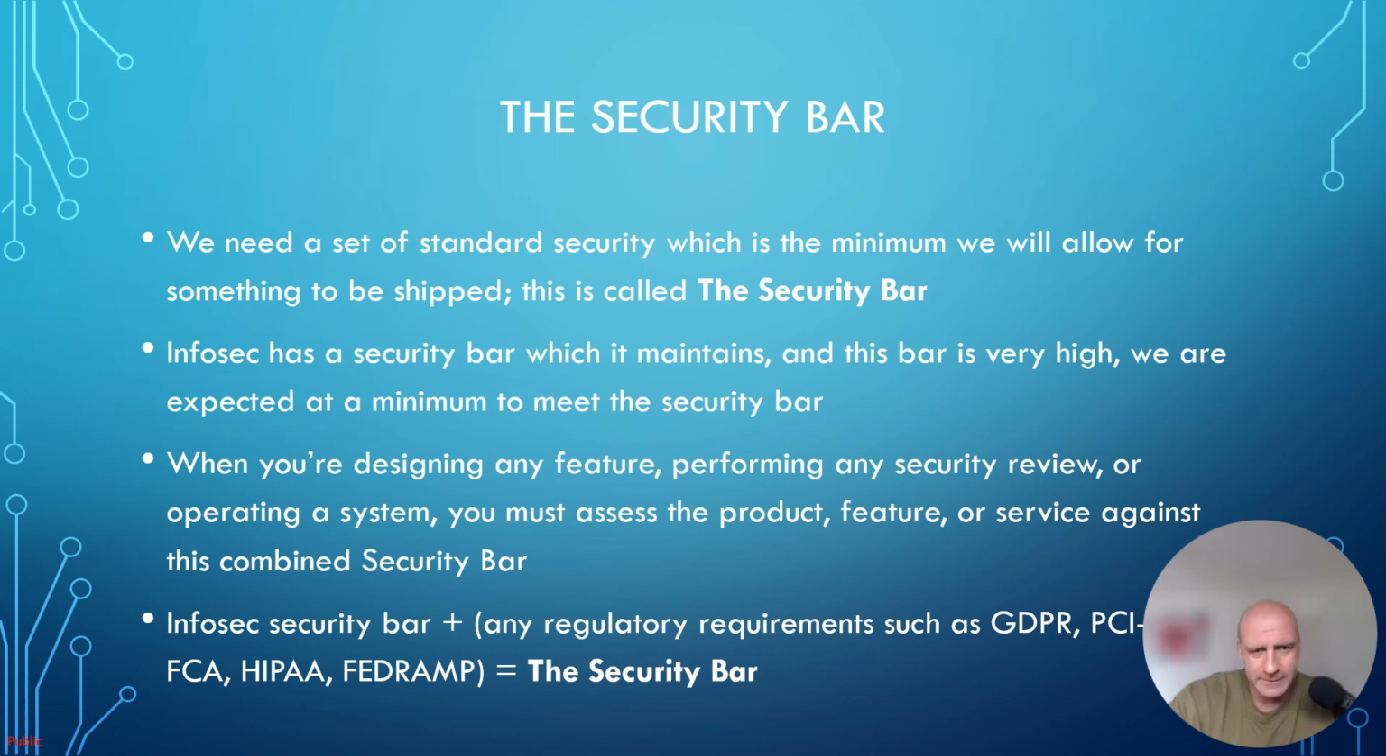So what we do is take the information security bar and add any regulatory requirements such as those mentioned, and this becomes the security bar. All of these requirements are built into the security bar, which is the minimum bar that development teams need to comply with to ship the code into production. So that's what builds the combined security bar.